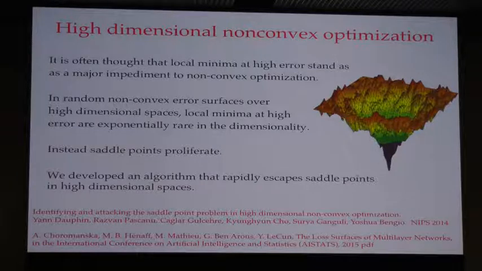Of course it's often thought that local minima and high error stand as a major impediment to non-convex optimization. And indeed, if you draw an error landscape over a low-dimensional space, this is a cartoon of a protein folding landscape, it can be riddled with local minima and high error compared to the global minimum. But it turns out that for random non-convex error surfaces over high-dimensional spaces, local minima and high error are exponentially rare in the dimensionality. Instead, saddle points proliferate. And we developed at least one algorithm that rapidly escapes those saddle points.